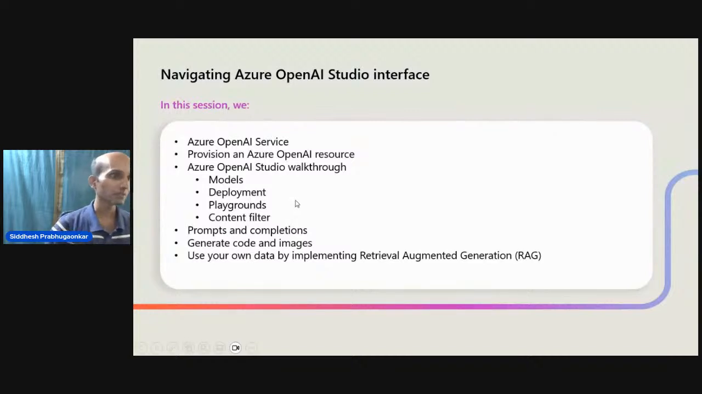Okay, so today we learned about what is Azure OpenAI Studio. We looked at different models, how to deploy it, how to test it using various playgrounds, and even filter the content for any harmful content. We looked at some of the prompts, some of the designs, and how to get various completions. We looked at how to generate code as well as images using DALI model. And finally, how we can ground the responses by using our own data or data sources by implementing a technique called as retrieval augmented generation.